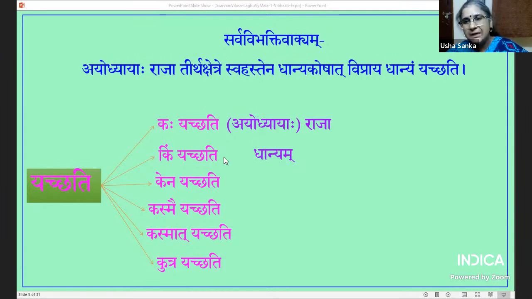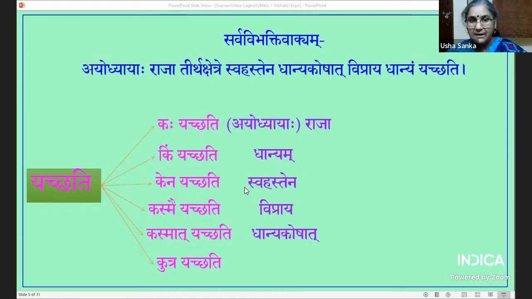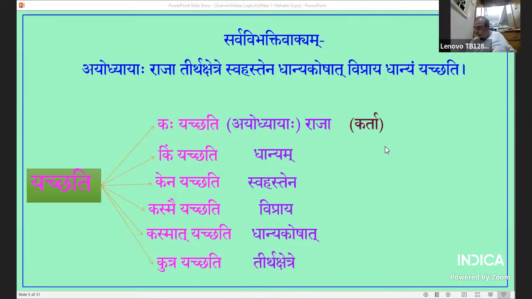So Kim yachati, Dhanyam yachati; Kena, Swahastena; Kasmai, Vipraya; Kasmat, Dhanyakoshat; and Tirthakshetre. All these answers we have got. Now, next is, who is the Raja? Raja is called Karta, technically. What is the Raja doing in this sentence? He is the Karta. Karta means the doer of an action, the agent.